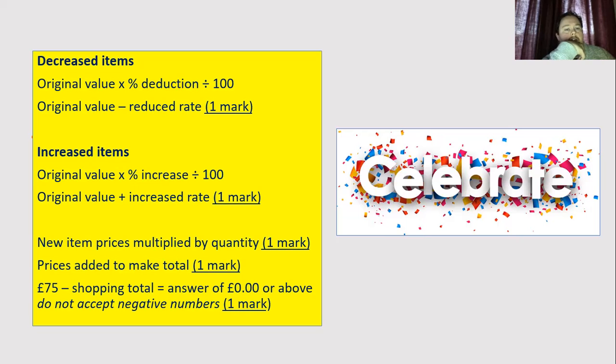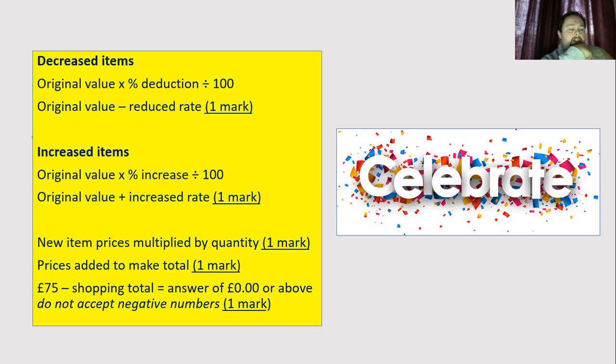And you need to remember also, you add the increased rate to the original value. So if an item cost £10 and it was increased by, let's say, 10%, it would then be £10 and then 10p. Your next mark is given for new item prices multiplied by the quantity, so find out how much they cost, and then prices added to make the total. So finding out how much each item costs for the quantities and then totaling it up.